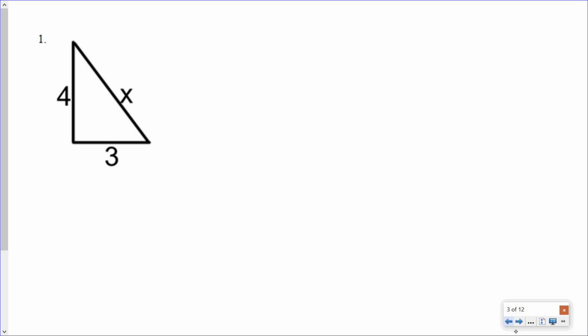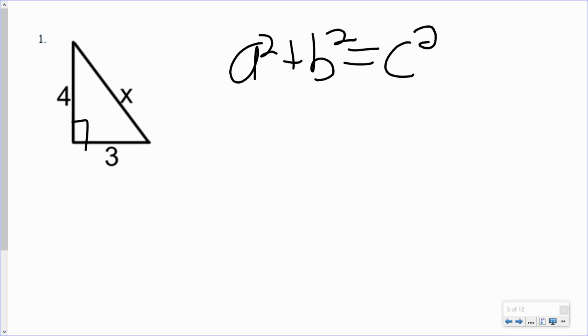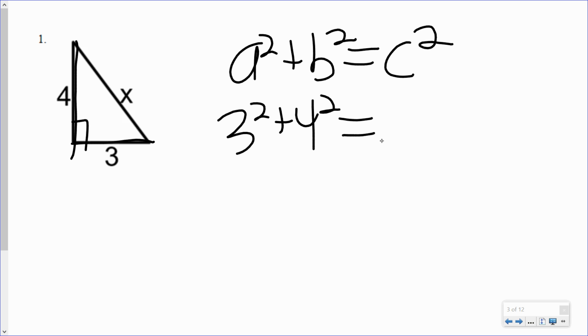All right, so number 1 now. I see a right triangle. So I see the sides are involved. We're going to talk about when the angles are involved tomorrow. When only the sides are involved, a squared plus b squared equals c squared. The legs in this example, the straight sides, are 3 and 4. c, the hypotenuse, the long slanted side, is x.